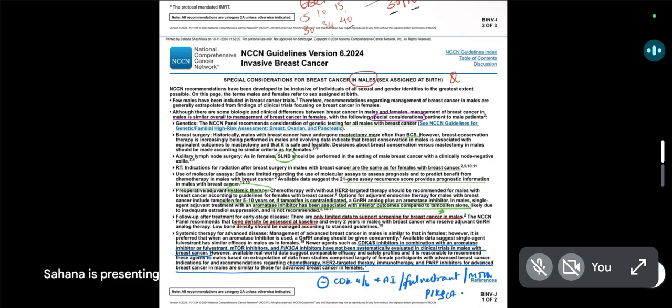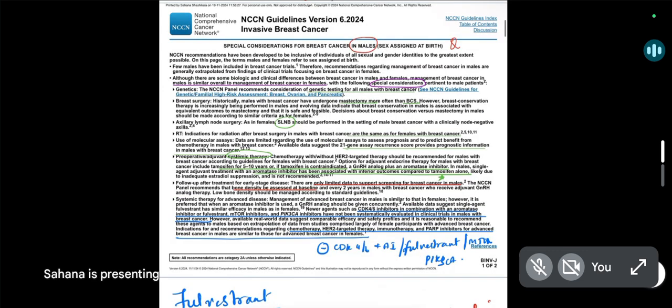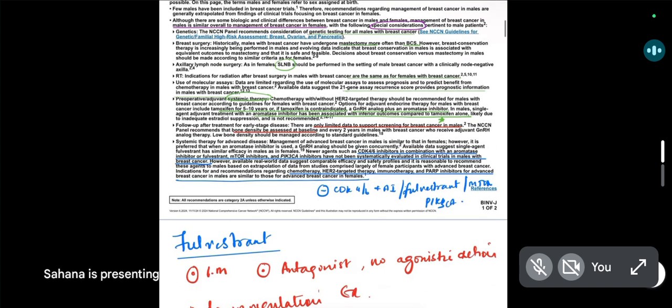So what you don't give in male breast cancer because of lack of evidence: CDK4/6 inhibitors, anastrozole alone, fulvestrant alone, mTOR inhibitors or PIK3 inhibitors. Otherwise, all the other things are similar to female. So no CDK4, no monotherapy by aromatase inhibitors, no fulvestrant alone, no mTOR or PIK3.